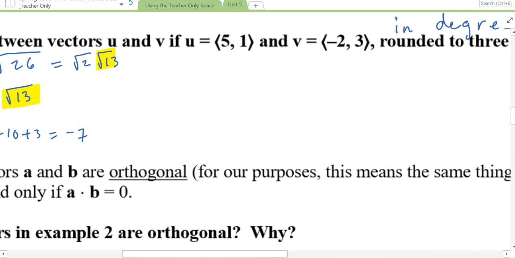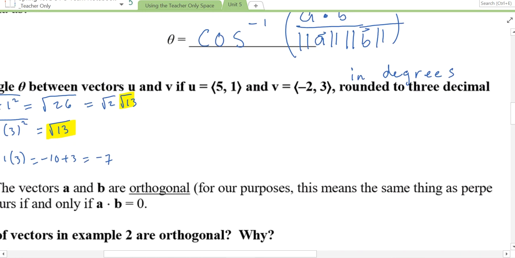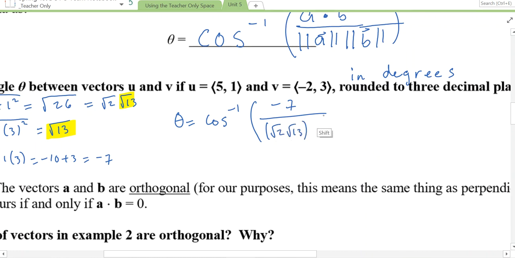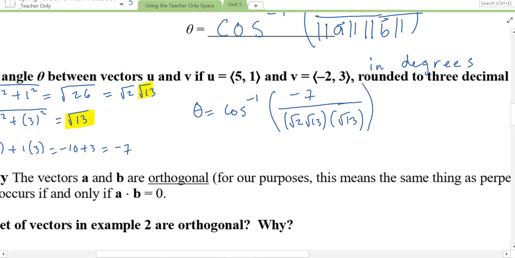We're just going to plug it into the formula up above, that one right there. So we're going to go theta equals cosine inverse of the dot product, which was negative 7, over the magnitude of the first one, which is square root of 2, square root of 13. And then the second one would be square root of 13. And why did I show you this? Because if they want you to do this without a calculator, you need to know that the square root of 13 times the square root of 13 is 13.